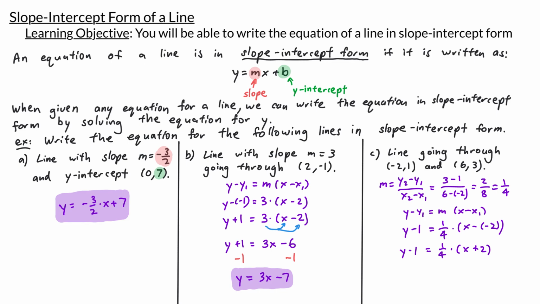Now, if we want to write it in slope-intercept form, all we have to do is solve for y. We'll start by distributing the 1/4 inside the parentheses to get y minus 1 equals 1/4 times x, and then 1/4 times 2 gives us 1/2. Lastly, add 1 to both sides to isolate the y. We get y equals 1/4 times x plus, if we take 1/2 and add 1 to that, 3/2 or 1.5. And that's it. The equation of our line in slope-intercept form is y equals 1/4 x plus 3/2.